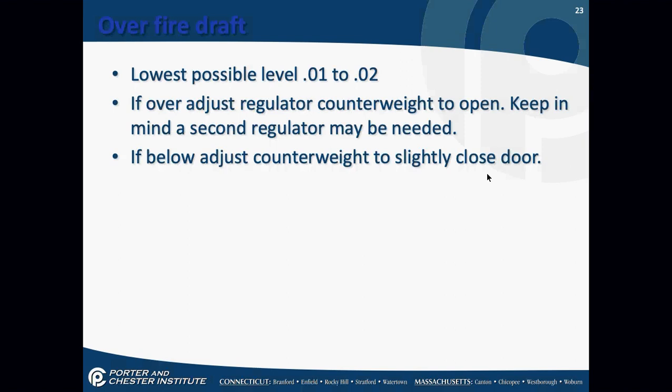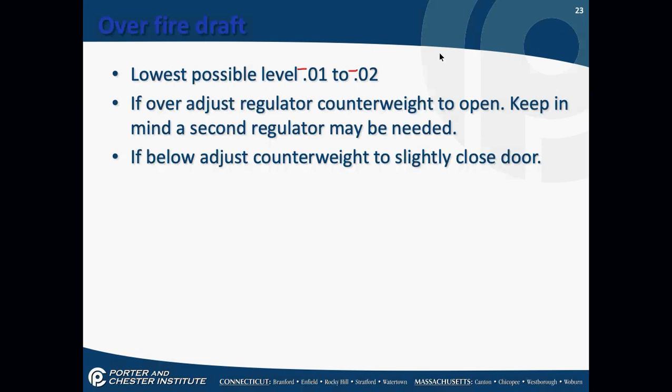The lowest possible level of over-fire draft is negative 0.01 to 0.02. And again, a lot of times we just show the numbers, but anything over the fire and in the chimney, when we're talking about draft, it's a vacuum, so it's a negative. If over-fire draft is too high, we have the adjustment regulator, and we set it to open.